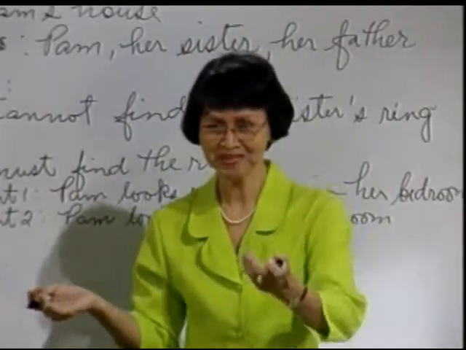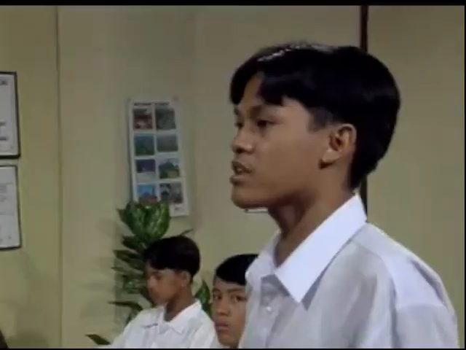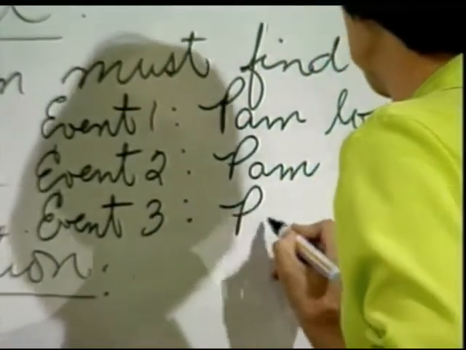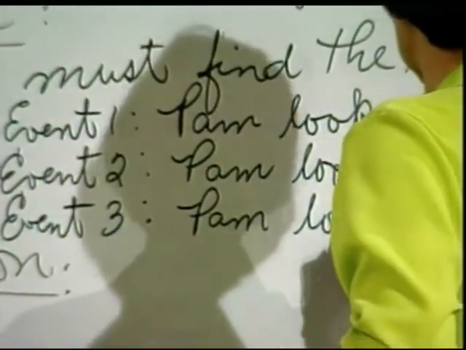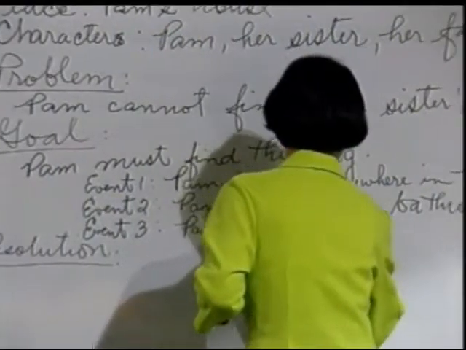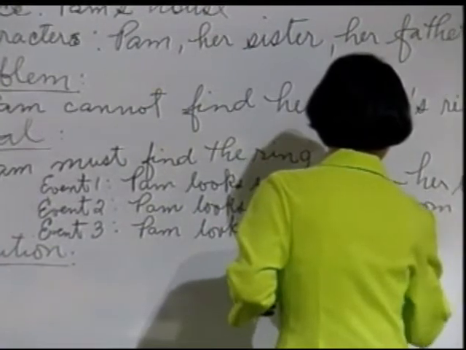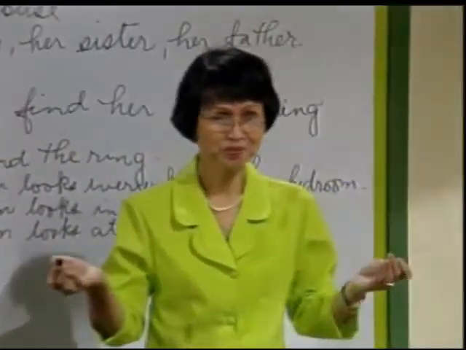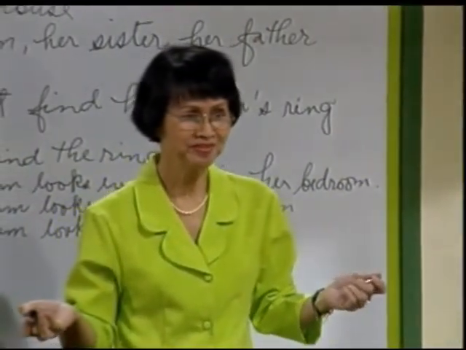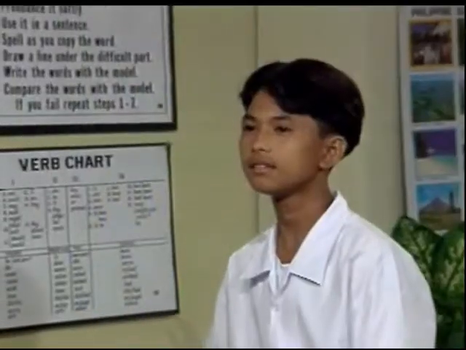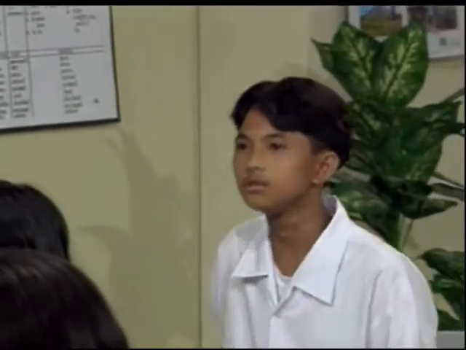Okay. Is there any other event? Yes? Pam looks at her hands. Okay. That is event 3. Looks at her hands. And was the problem solved? Yes, ma'am. Pam finds the ring on her hand. And that part is the resolution.